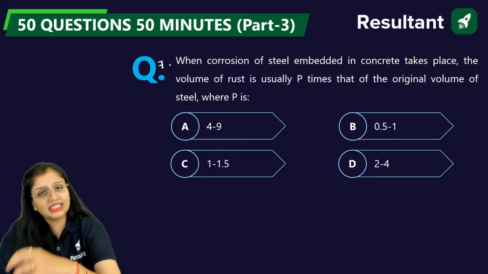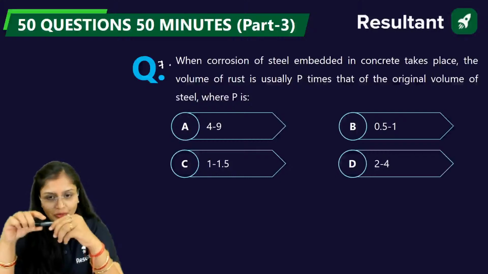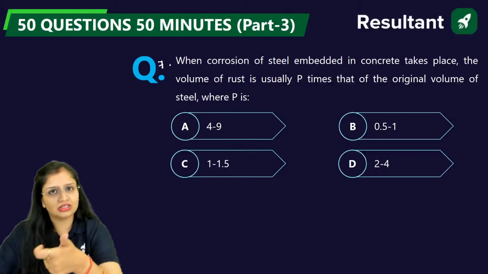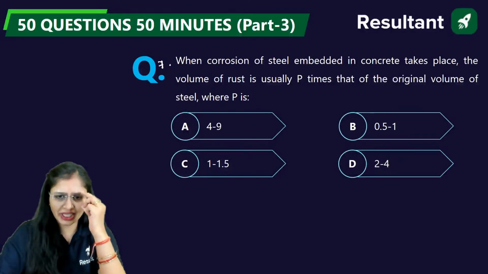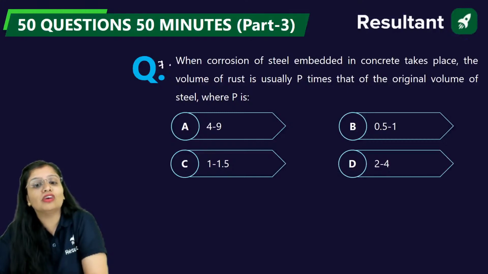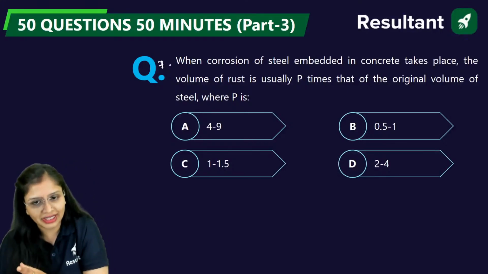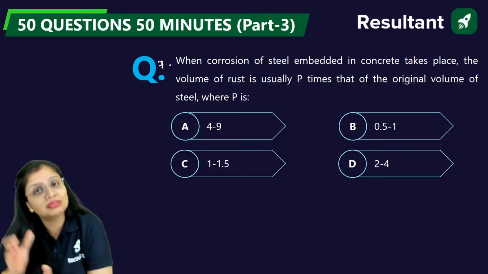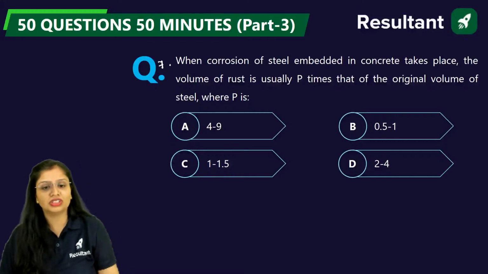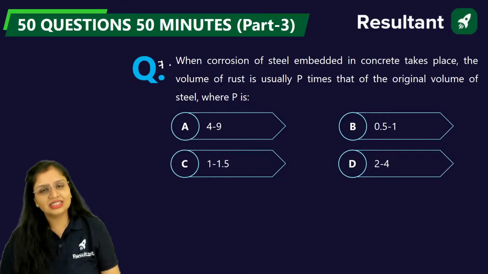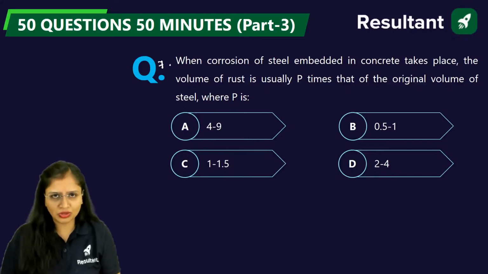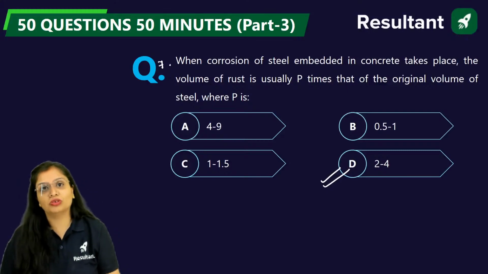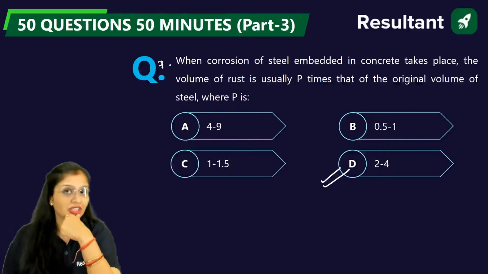When corrosion of steel embedded in concrete takes place, the volume of rust is usually P times that of the original volume of steel, because when rusting takes place, obviously the volume increases. It is asking in terms of volume. So how many times as compared to the original volume of steel? How many times, guys? This is a database question which you should remember. Generally it is 2 to 4 times that of the original volume of steel. So imagine this extent of rusting takes place.